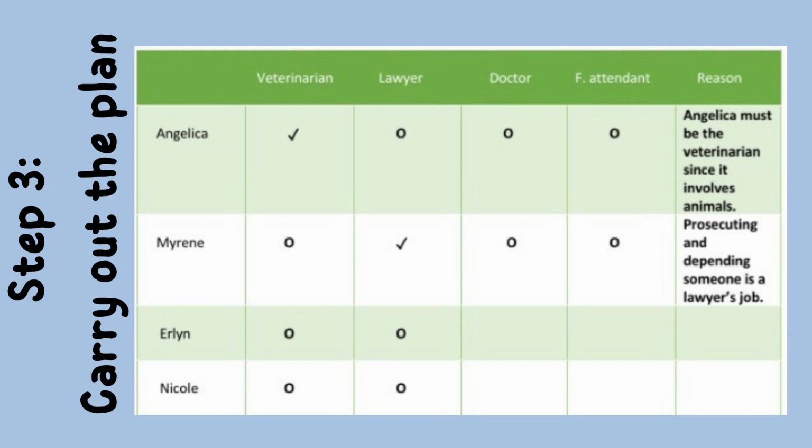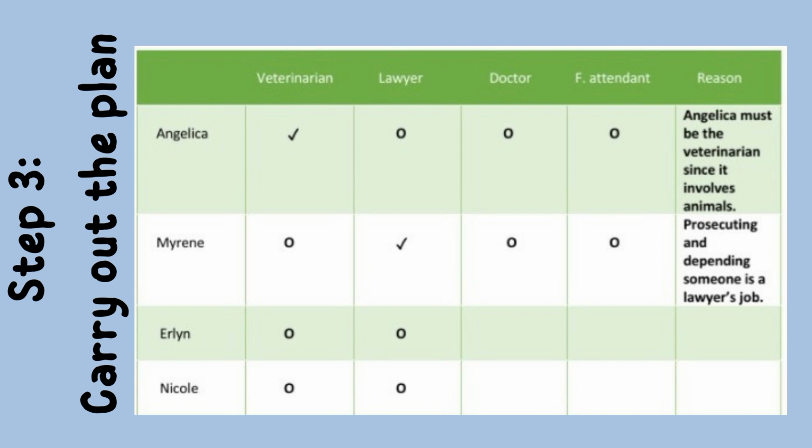So in the first clue, it is said that Angelica's work has something to do with animals. Therefore, we can conclude that Angelica is the veterinarian. So she can't be a lawyer, doctor, or a flight attendant anymore. Myrene, Erlene, and Nicole also can't be the veterinarian.